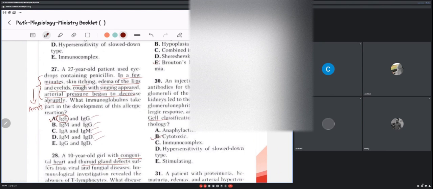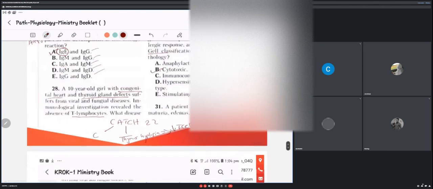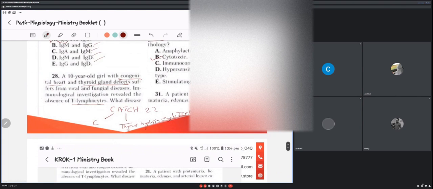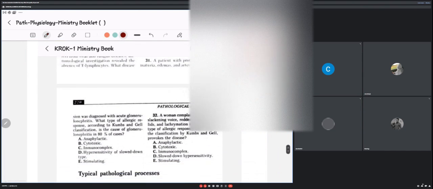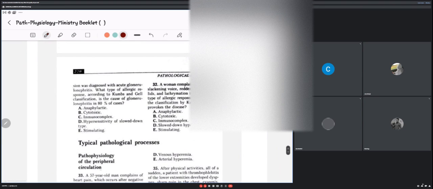reaction. A patient with proteinuria, hematuria, that's protein in the urine, blood in the urine, edema, and arterial hypertension. Sorry, this is a bit blurry. Arterial hypertension was diagnosed with acute glomerulonephritis. What type of, okay, here again, we still have the Coombs test in the question.